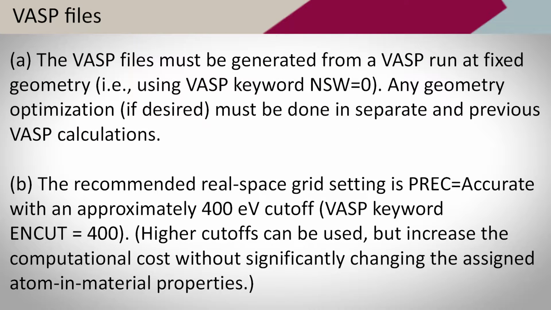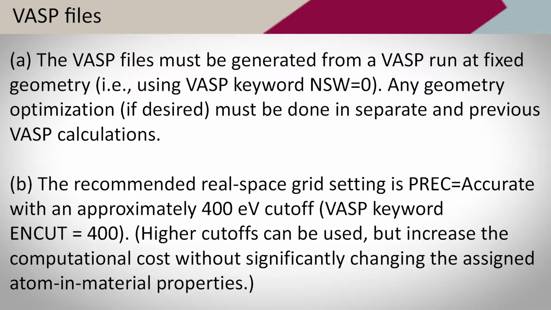Now, for the input VASP files, the VASP files must be generated from a VASP run at fixed geometry. That is, use VASP keyword NSW = 0. Any geometry optimization, if desired, must be done in a separate and previous VASP calculation. The recommended real space grid setting is PREC = Accurate, with an approximately 400 electronvolts cutoff. VASP keyword ENCUT = 400.